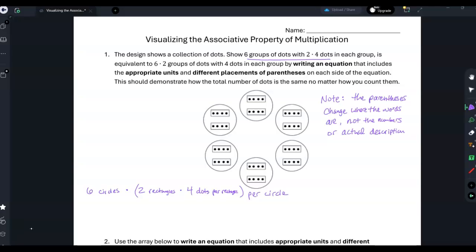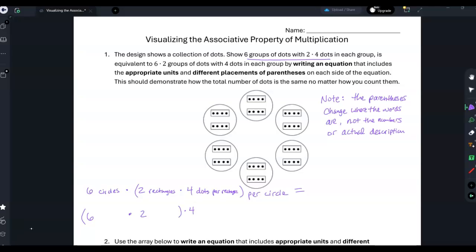However, since they're saying to write an equation, I'm going to actually just say this is equal to and then write the second part, and I'm not going to fit this all in one line, so I'm going to go ahead and go down to the next line. So I'm going to need the same numbers in the same order, right? However, I know I'm using the associative property, so I know I'm going to end up putting parentheses around the 6 times 2, right?